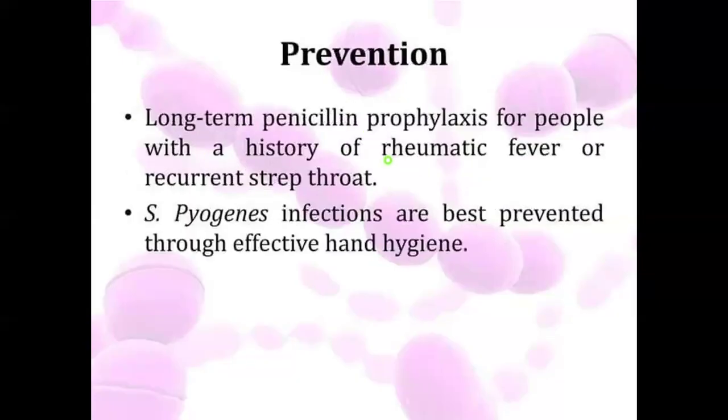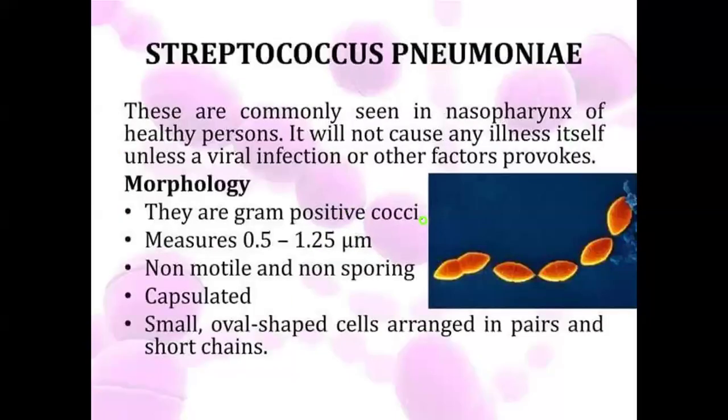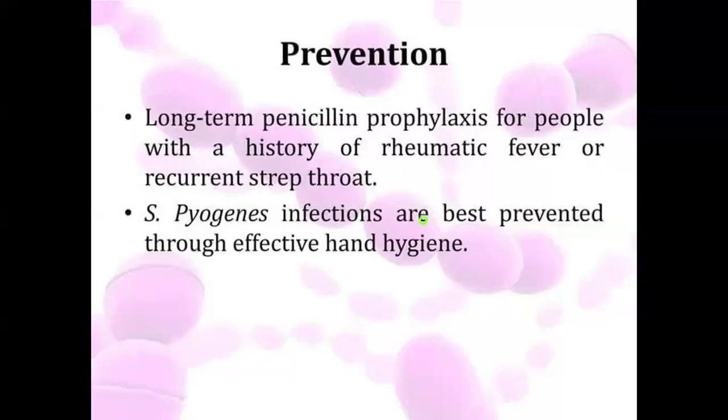I hope we're clear on Streptococcus pyogenes. So prevention: long-term penicillin prophylaxis for people with a history of rheumatic fever or recurrent strep throat. Then Streptococcus pyogenes infections are best prevented through effective hand hygiene. I hope we're clear with Streptococcus pyogenes.